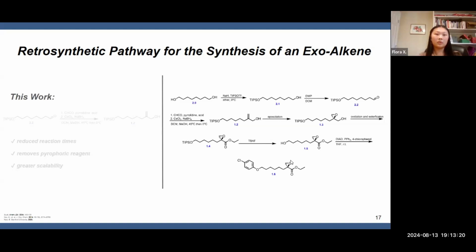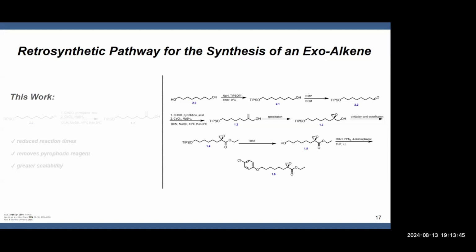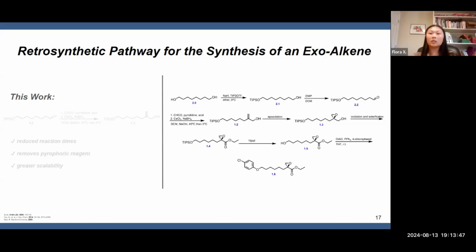In our proposed synthesis, we first start off with 2.0, which is a commercially available diol, octanediol, and we desymmetrize it with monosilylation using TIPS triflate and sodium hydride. Followed by that, we use oxidation using Dess-Martin conditions, followed by aldol catalyzed by pyrrolidine and formaldehyde, and a Luche reduction. Following that, we'd use the same conditions as previously mentioned: Sharpless epoxidation and esterification, deprotection, and finally Mitsunobu coupling.